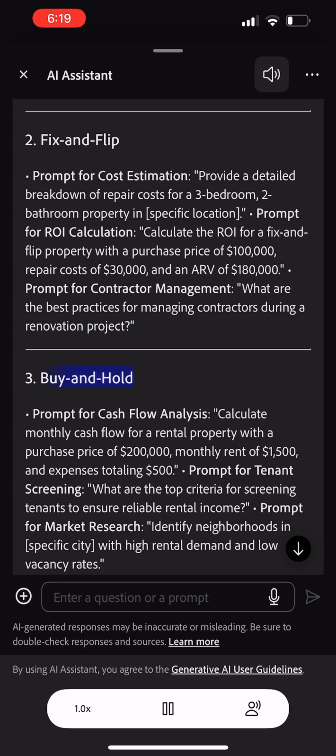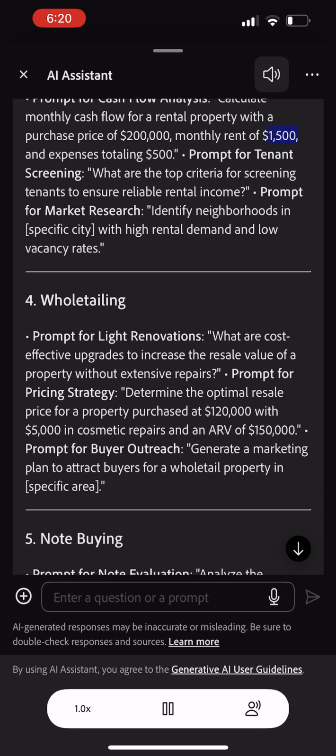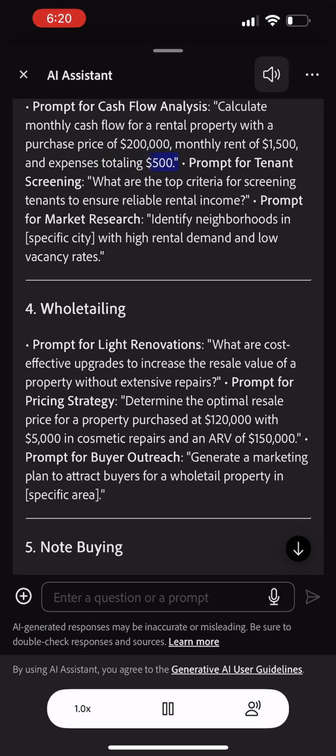3. Buy and hold. A prompt for cash flow analysis. Calculate monthly cash flow for a rental property with a purchase price of $200,000, monthly rent of $1,500, and expenses totaling $500. Prompt for tenant screening. What are the top criteria for screening tenants to ensure reliable rental income? Prompt for market research. Identify neighborhoods in specific city with high rental demand and low vacancy rates.